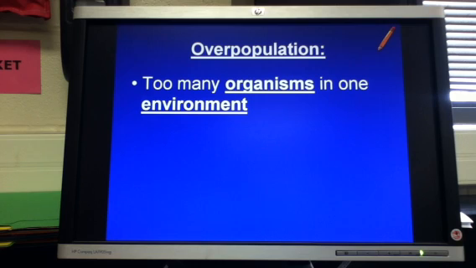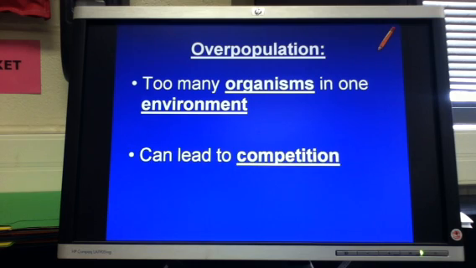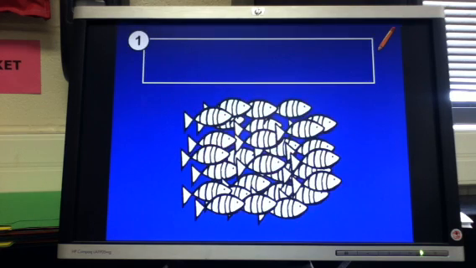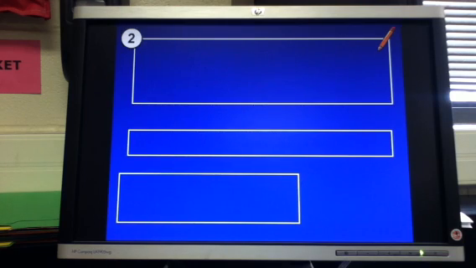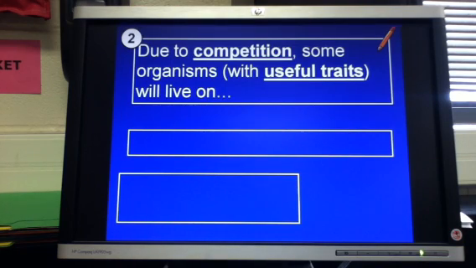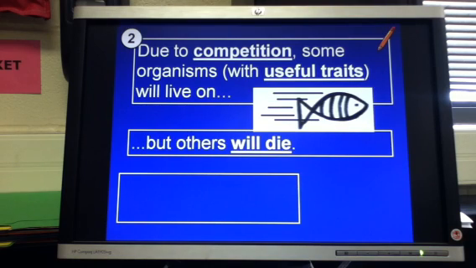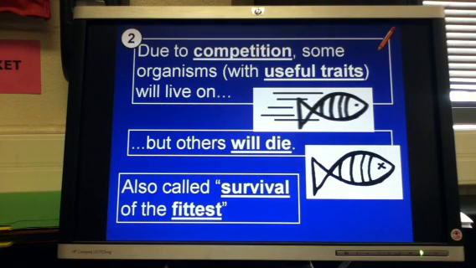Overpopulation. This is when you have too many organisms in one environment. If this happens, it can definitely lead to competition. Overpopulation can lead to competition because there's not enough resources for the organisms that are competing for those resources. Due to the competition, some of the organisms with useful traits will live on, such as the speed of this fish, but others will die, like this one, and may become dinner. This is called survival of the fittest.